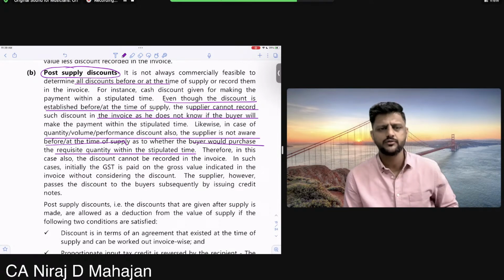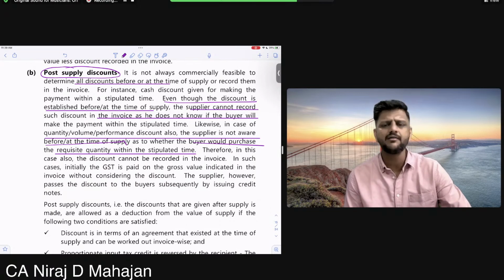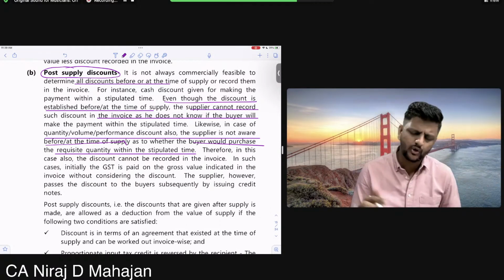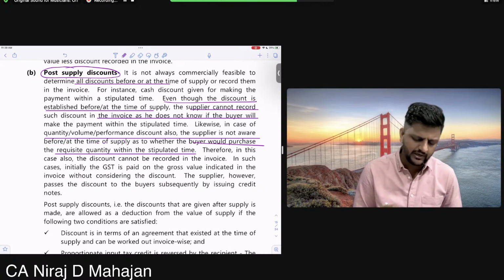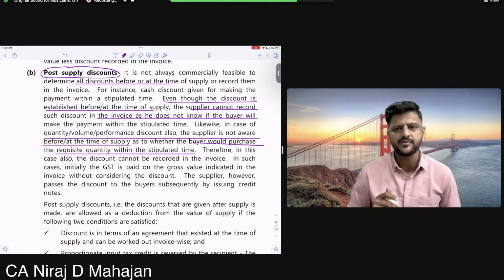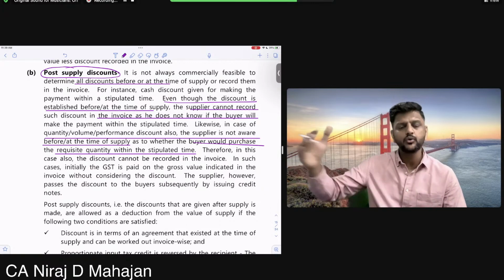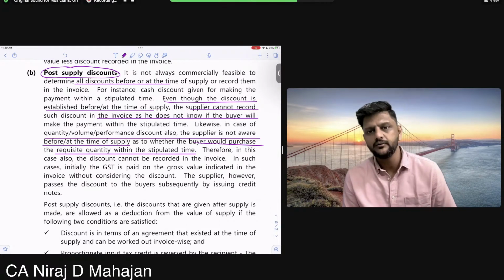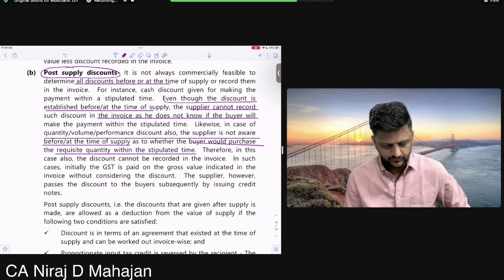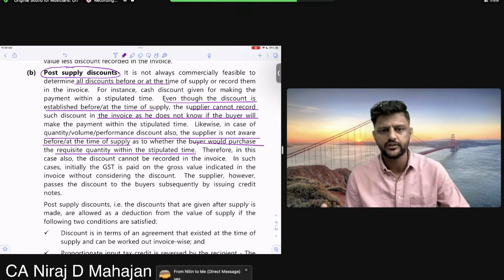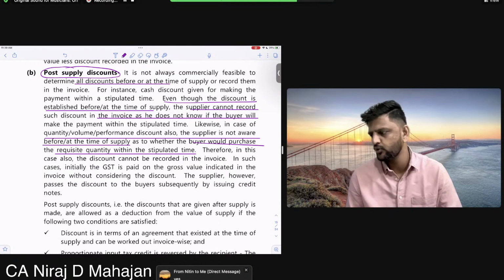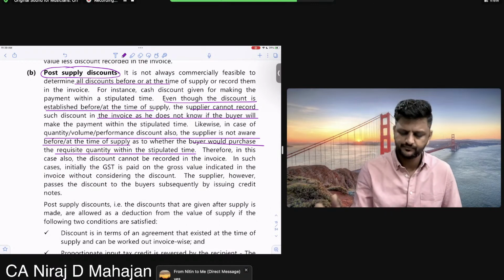That means as per quantity also. If you tell the buyer, there are obviously staggered or stage-wise discounts. It is always there in many cases. You buy one item, no discount. You buy two items, 5% discount. You buy three items, 10% discount. So depending on quantity. So you don't know right now whether the buyer will buy those many items or not in the year.